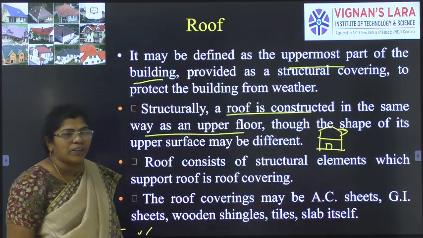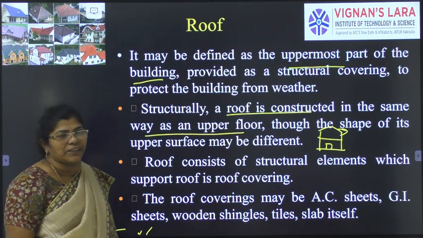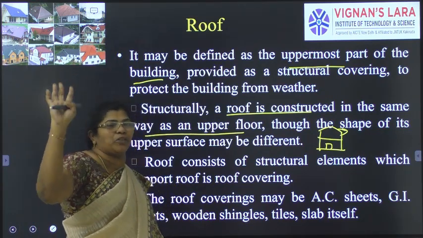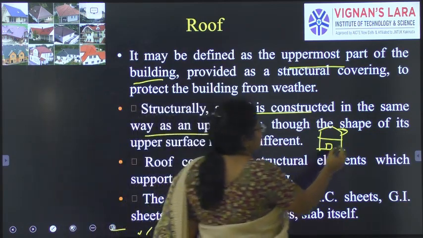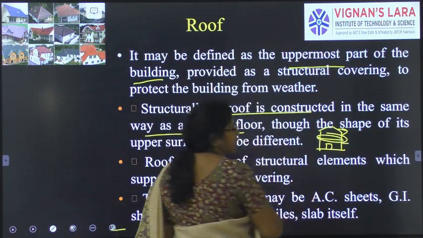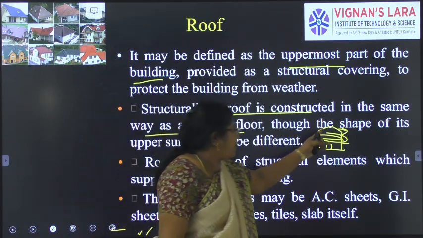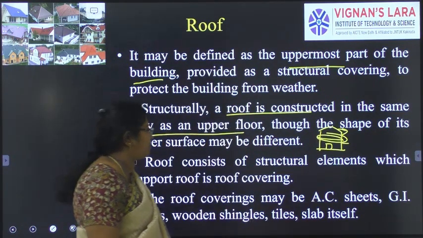But usually when we talk about the roof, we take the uppermost part as the roof, so we say a pitched roofed building. This building we won't call a flat roof, even though it has a flat portion. We call it a pitched roof or sloped roof building.